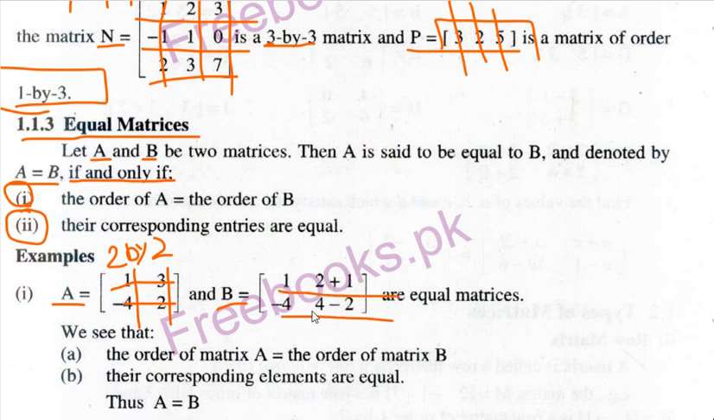Row 1, row 2, column 1 and column 2, so 2 by 2. The order of matrix B is also 2 by 2. The orders are the same, so the first condition is satisfied. Now check the second condition. If it is satisfied, then we can say that A is equal to B. What is the second condition? Corresponding entries are equal. What are the entries? The elements of a matrix are the entries.